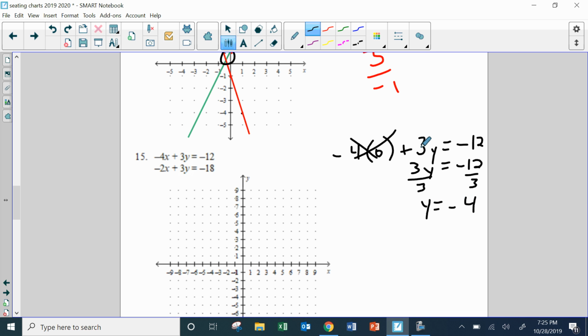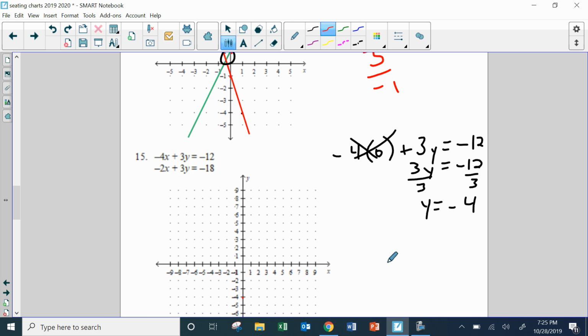So I'm going to plot that point. I'm going to do that, and I guess I'll do that in red. I should have put ink in red this time. So 0 is my x, -4 is my y. So I put it about right there. That's one of my points.